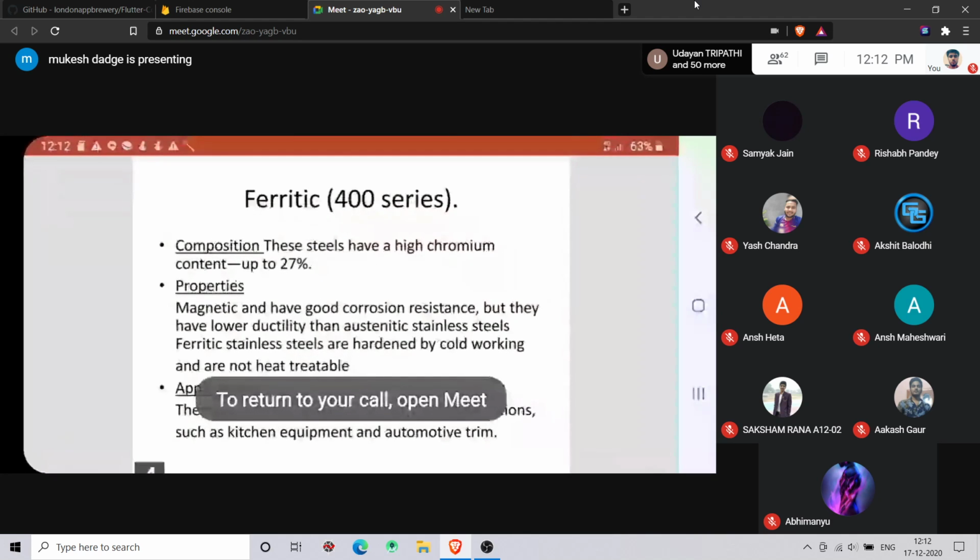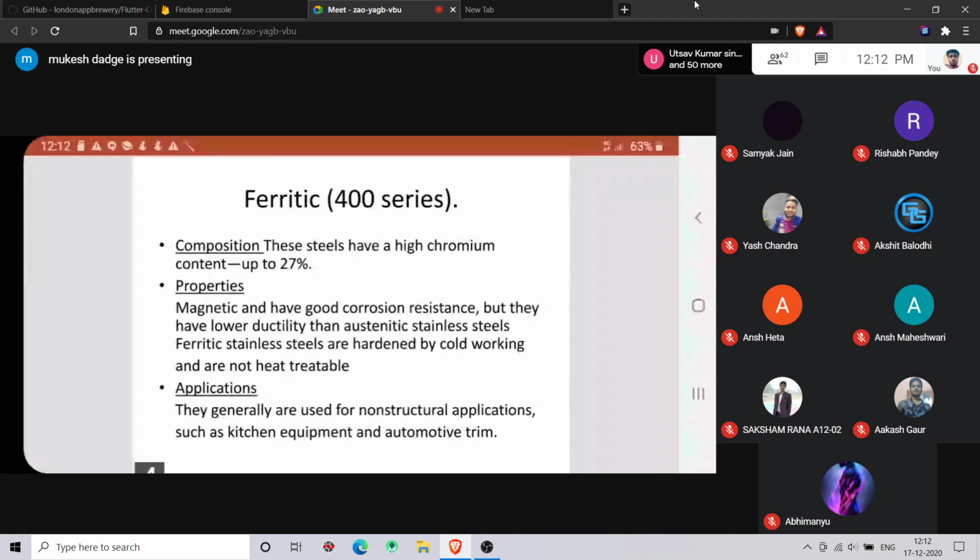Next one is a ferritic stainless steel, right? It is denoted by 400 series. These steels have a high chromium content up to 27%. So properties are magnetic and good corrosion resistance, but they have lower ductility than austenitic stainless steel. It is less ductile, right, compared to your austenitic stainless steel.